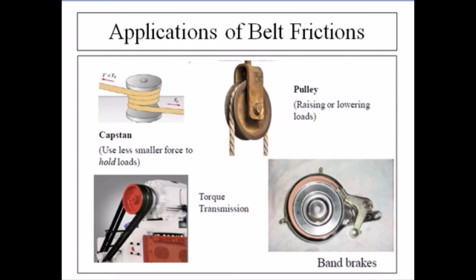Now, application of belt friction. Where is it applied? You can see there is some pulley arrangement here. Band brakes are there. A capstan is there, to use a smaller force to hold. Another is torque transmission. These are the basic applications where we will be needing belt friction in our life ahead, or on application basis where we are going to require this.